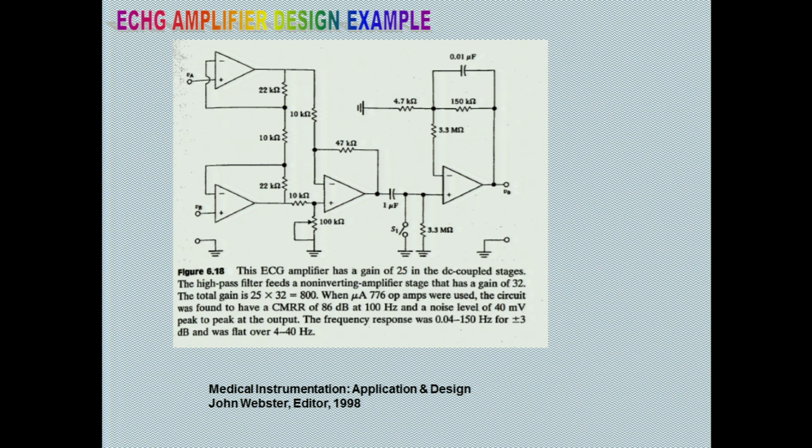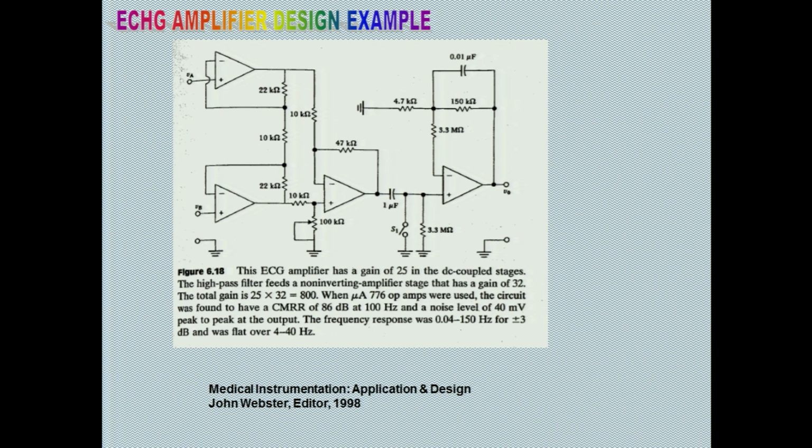Okay, here this is an instrumentation amplifier. Does anyone remember the equation? 1 plus 2R divided by RG. Very good, 1 plus 2 times 22 divided by 10. So 2 times 22 is 44, divided by 10 is 4.4, plus 1 is 5.4. So this pre-amplifier stage has a gain of 5.4, this one has 4.7 gain. So totally it will have 25 gain.